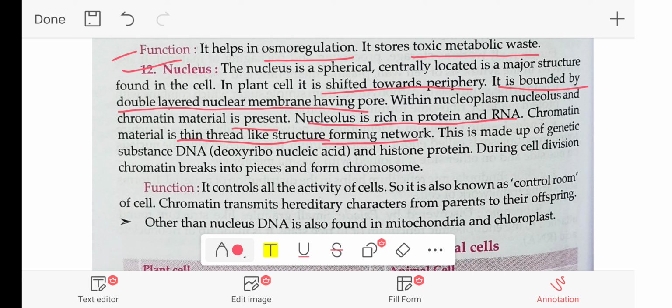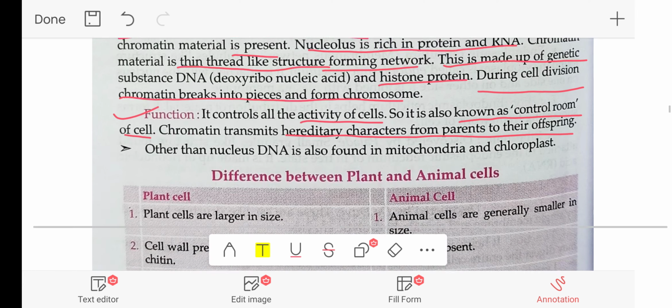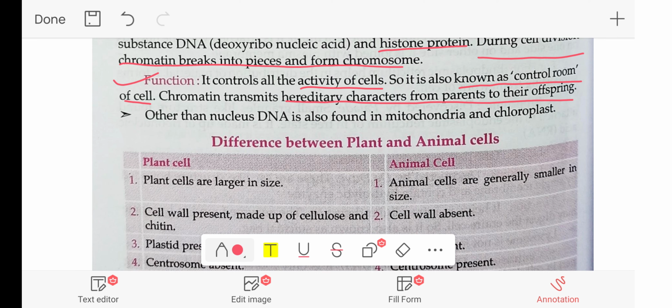This is made up of the genetic substance DNA, deoxyribonucleic acid, and histone protein. During cell division, chromatin breaks into pieces and forms chromosomes. Now its function. It controls all activity of the cell, so it is also known as the control room of the cell. Chromatin transmits hereditary characters from parents to their offspring. Other than the nucleus, DNA is also found in mitochondria and chloroplast.